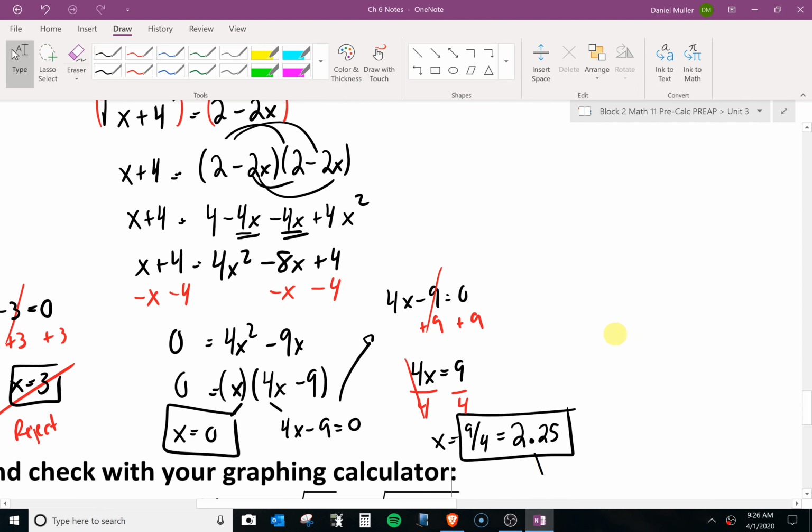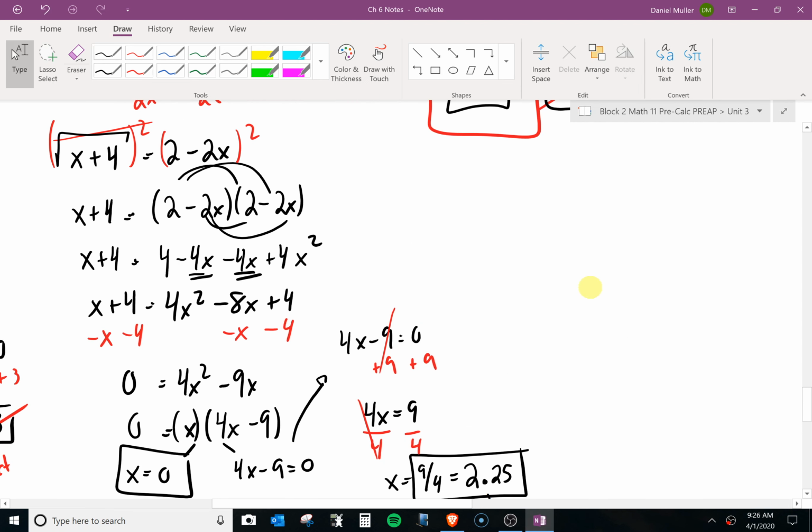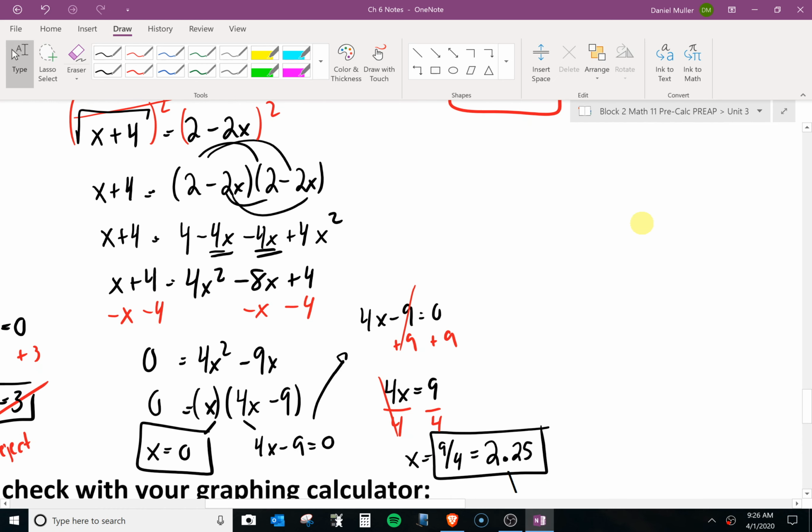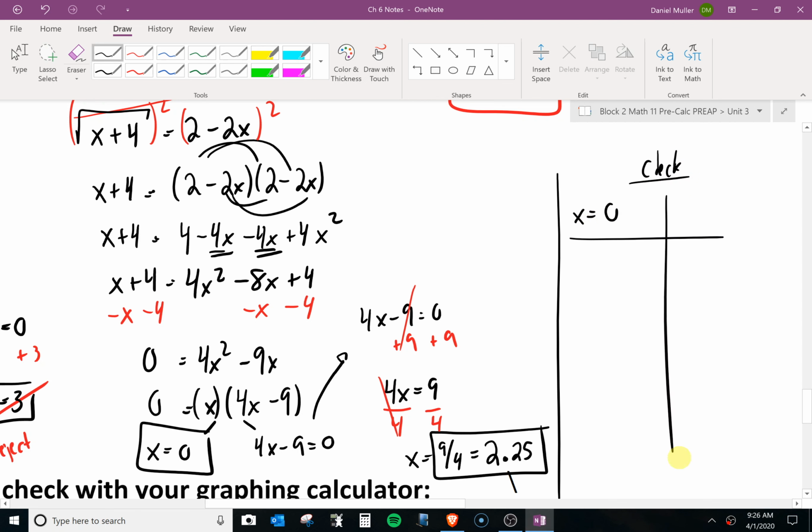Now, we need to check both of these, unfortunately. So let's take a look here. We're going to check, because chances are one of them won't work. Let's do 0 first. So put in 0 into the original equation.